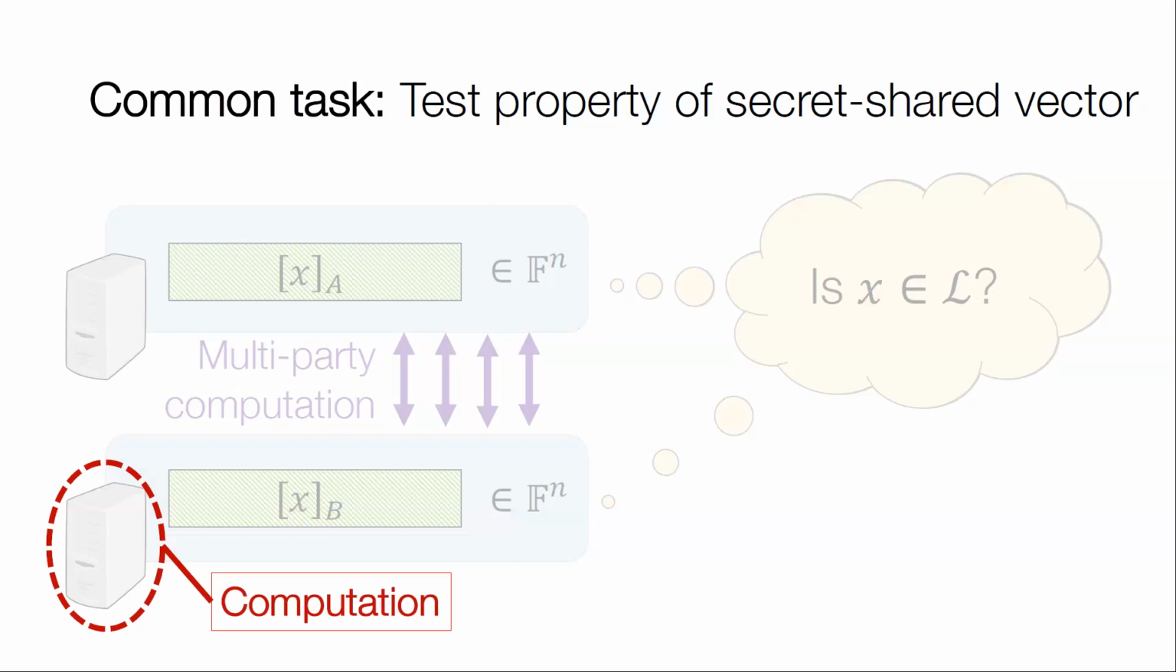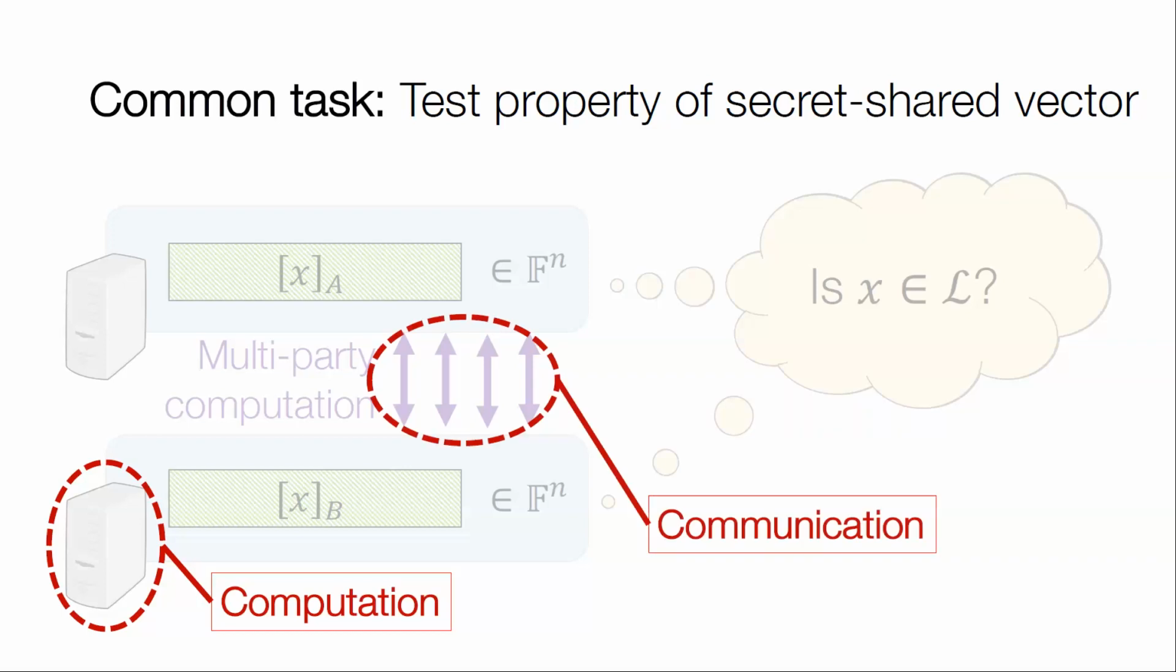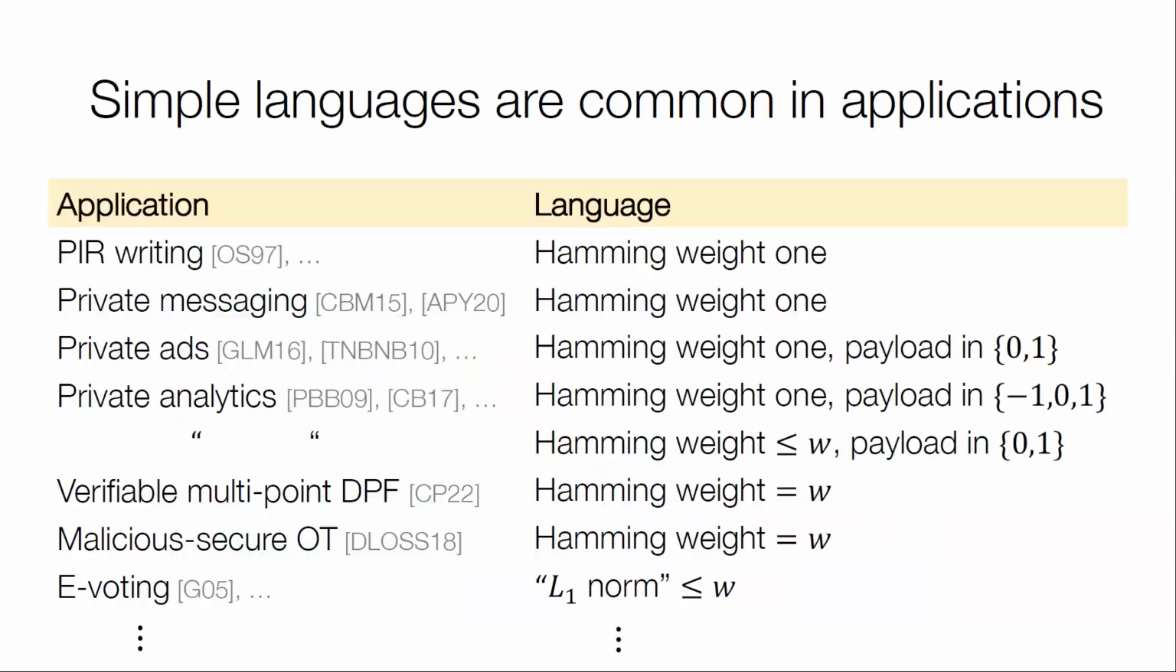So the complexity measures that we care about when we're doing this typically are the computation times for the servers, the communication costs in terms of the number of bits exchanged, and the interactivity or the round complexity of the protocol. So this actually comes up in a ton of cryptographic protocols, and often the language that the verifiers want to check membership in is pretty simple.